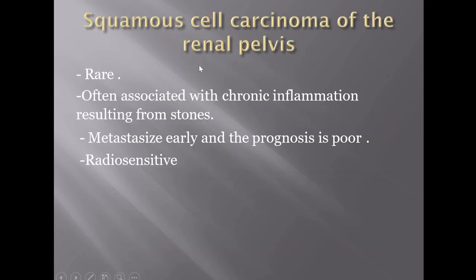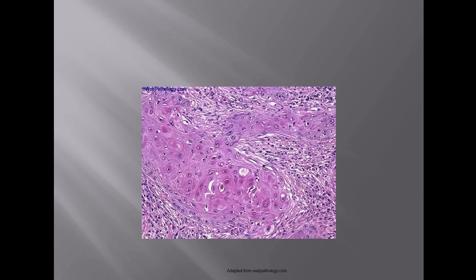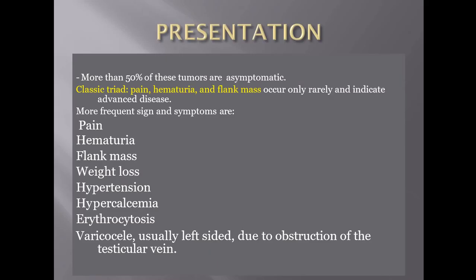Squamous cell carcinoma of the renal pelvis is also seen, rare, but it is seen, and this is mostly seen following chronic inflammation from stones. As a result of chronic irritation, renal squamous cell carcinoma can be noted. Just like squamous cell carcinoma in any other part of the body, they typically have pleomorphic cells and form keratin pearls, and they can be of the keratinizing or the non-keratinizing type.